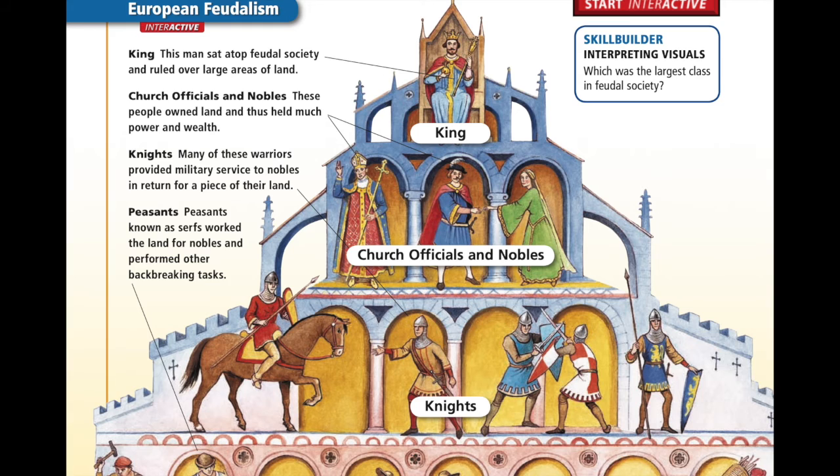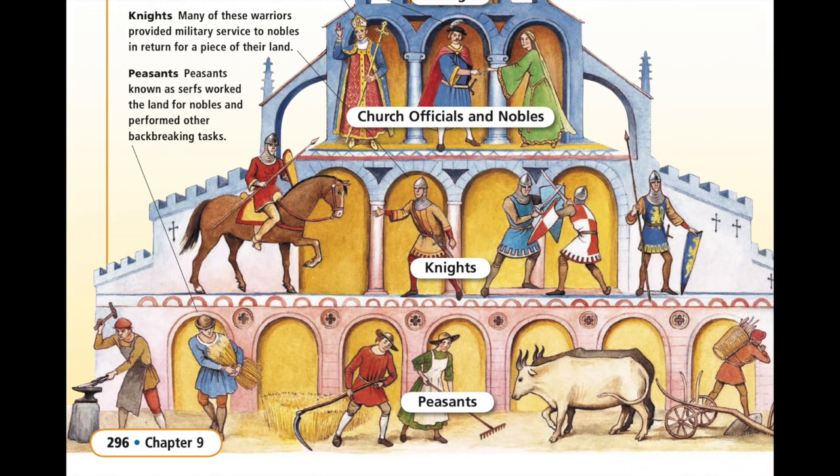European feudalism. King. This man sat atop feudal society and ruled over large areas of land. Church officials and nobles. These people owned land and thus held much power and wealth. Knights. Many of these warriors provided military service to nobles in return for a piece of their land. Peasants. Peasants known as serfs worked the land for nobles and performed other back-breaking tasks.